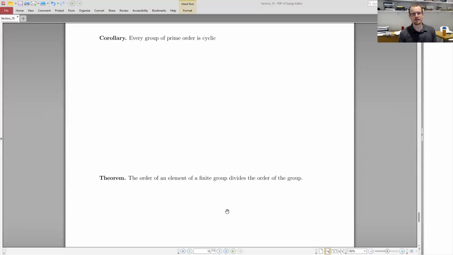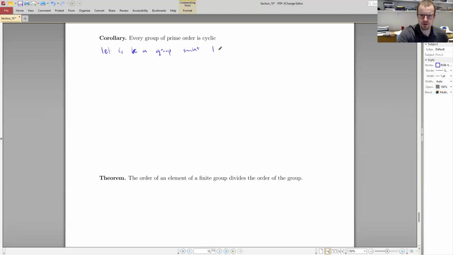So first we have that every group of prime order must be cyclic. That's pretty interesting, and it's a pretty simple example in light of Lagrange's theorem. So if we let G be a group, this is going to be most of the proof, just lacking in nice format. Let G be a group such that the order of G is p, a prime.